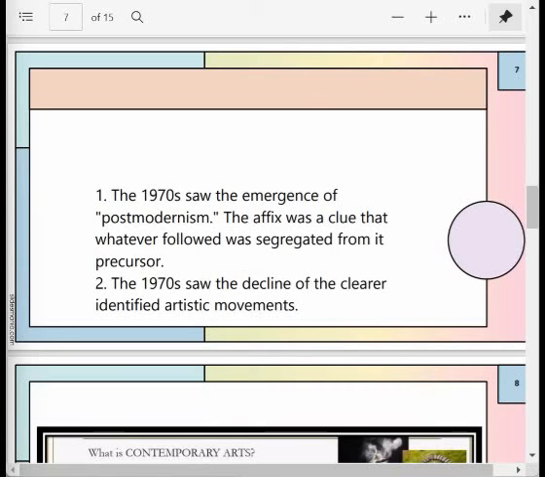Kasi, the 1970s saw the emergence of postmodernism. The affix was a clue that whatever followed was segregated from its precursor. Second reason is that the 1970s saw the decline of the clearly identified artistic movements. So for these reasons, they had to put a cutoff to differentiate, to segregate these two eras and their different contributions.